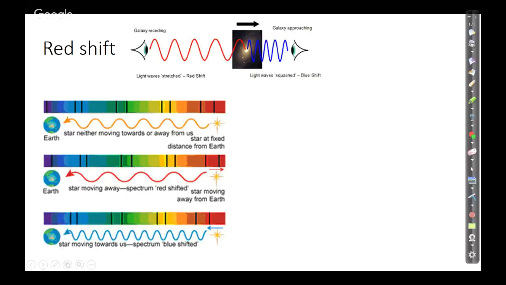Now, for any object moving towards us, the absorption lines move to the shorter end, to the blue end, so we say it's blue shifted. Now, let's see how we might write that out. So how is this evidence for the universe expanding? How does it prove it?